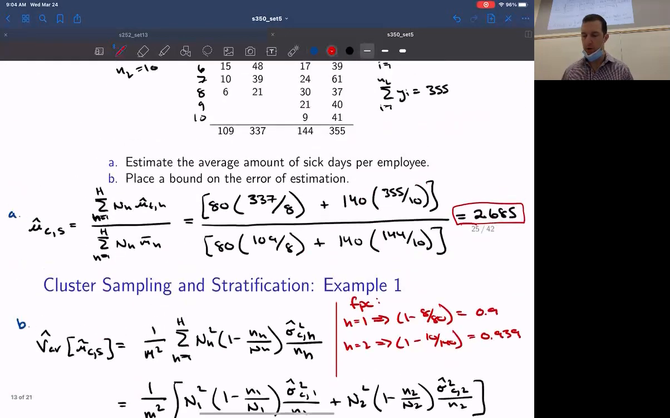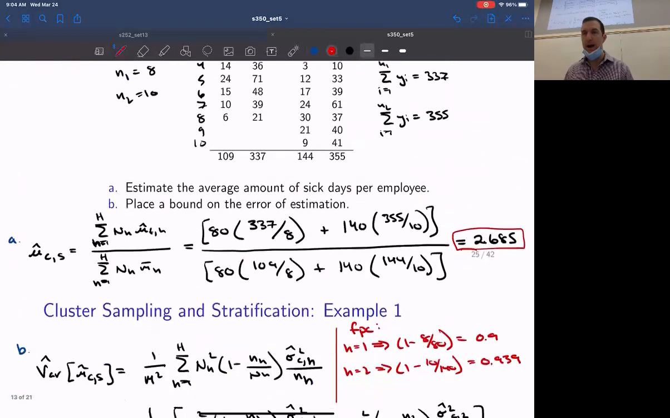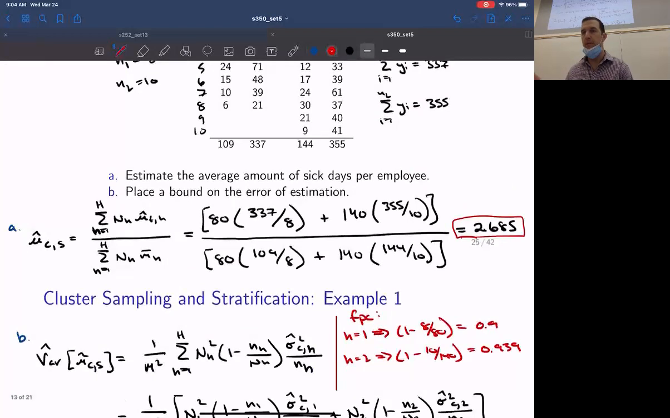And effectively what we're showing here is you can stratify your population into multiple regions. So for example, here we have two regions, and then we can apply cluster sampling within each of the strata. And then effectively we just have weighted averages of the cluster sampling estimators.